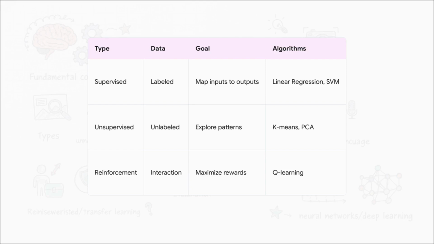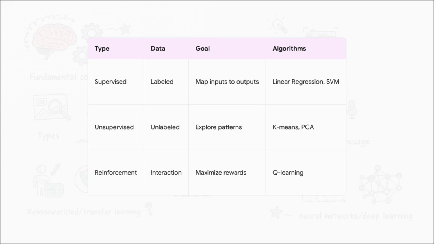Because of this, the underlying algorithms differ wildly. For supervised, we use tools like linear regression, which essentially draws a line of best fit through data points, or support vector machines, which draw mathematical boundaries between categories. For unsupervised, we use things like principal component analysis, or PCA, which squishes highly complex, multidimensional data down to its most important parts so we can understand it. And for reinforcement, we use Q-learning to teach systems a series of actions based on a point system.